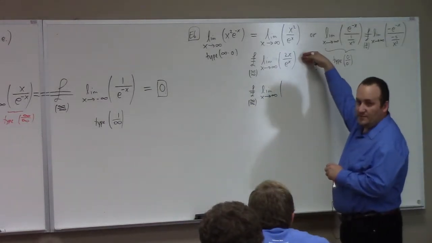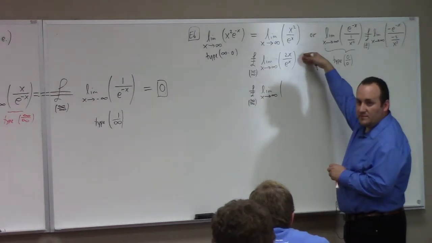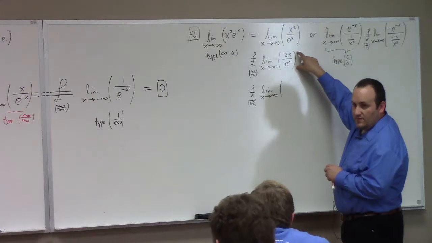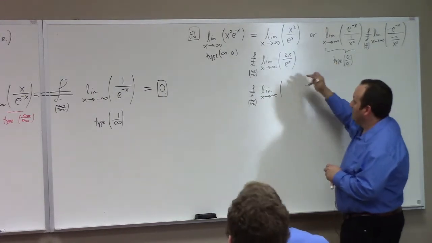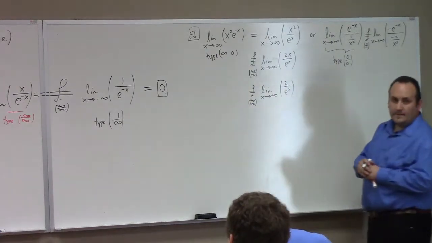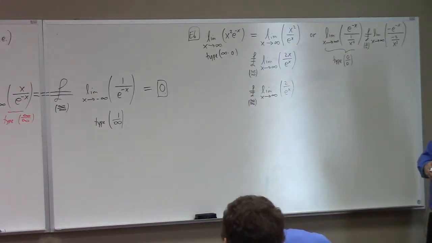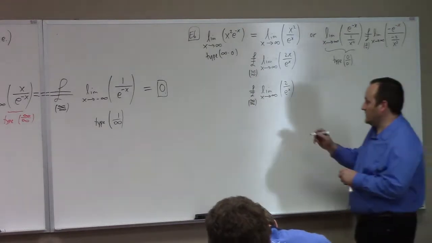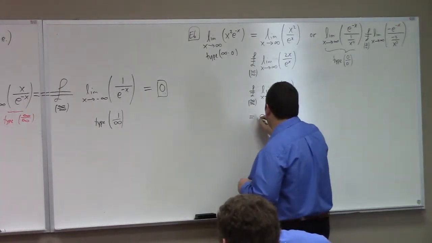So the first application of L'Hopital's rule didn't solve our problem, right? Because this is still infinity over infinity. So again, and we get 2 over e to the x, right? Now that's type 2 over infinity. E to the x gets huge as x goes to infinity, so this is just 0.